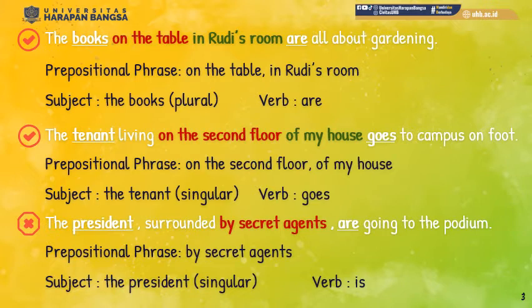Nah, there is a problem here. The subject doesn't agree with the verb. Subjeknya apakah tunggal atau jamak? Tunggal, the president. It is singular. And then here we have a verb are. So, subject doesn't agree with the verb. Verb yang benar bukan are tapi is. So that's why the sentence is incorrect.